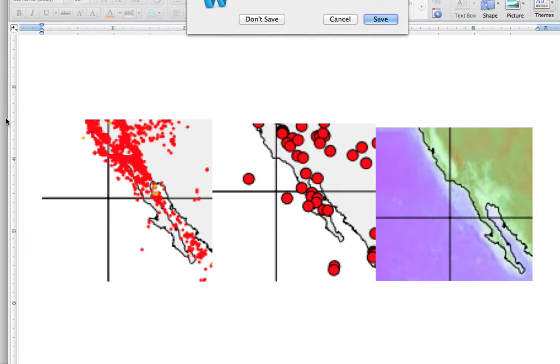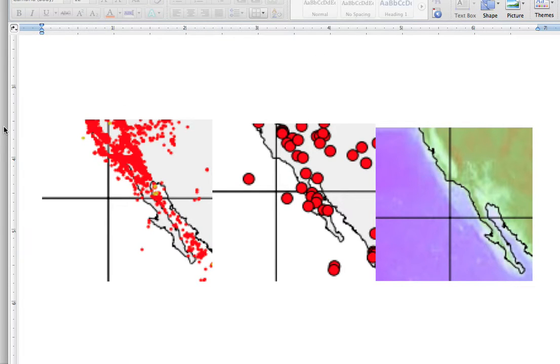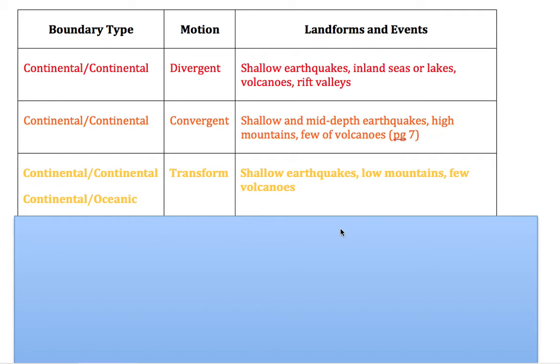The next type of boundary, my computer's the slowest one in the world. Write applesauce on the back of your paper if you're sticking with me. Extra credit.